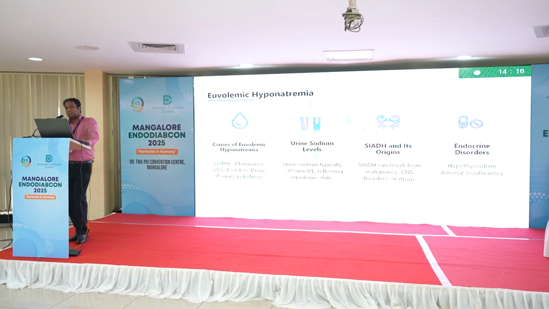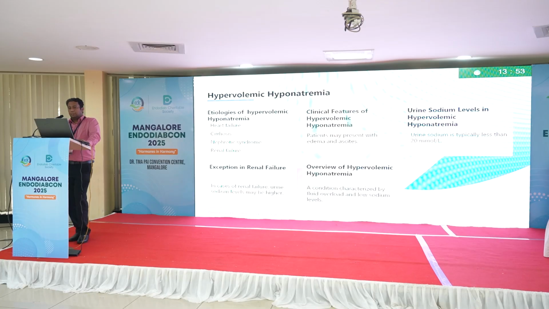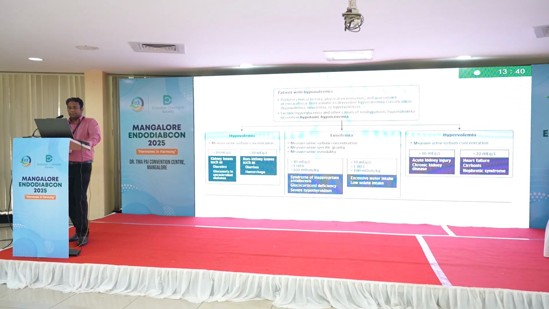Then you have euvolemic, which is the most common cause of hyponatremia, but frequently overdiagnosed. So, you can have SIADH due to malignancy, which is usually associated with weight loss, then CNS disorders, drugs. Urine sodium will typically be more than 30 in these cases, and you have to rule out endocrine disorders. Coming to hypervolemic, as I told, the most common disorders are heart failure, cirrhosis, nephrotic syndrome, renal failure, and these patients typically have urine sodium less than 20.